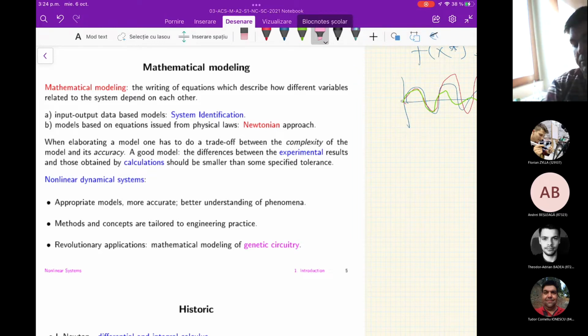What is a good model? When the differences between the experimental results and the calculation results are smaller than the specified tolerance. This is when we can call a model a good model.